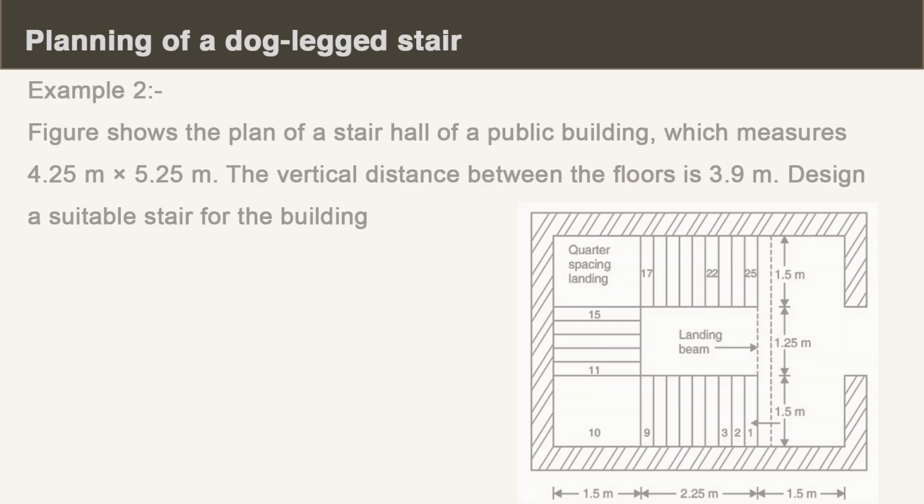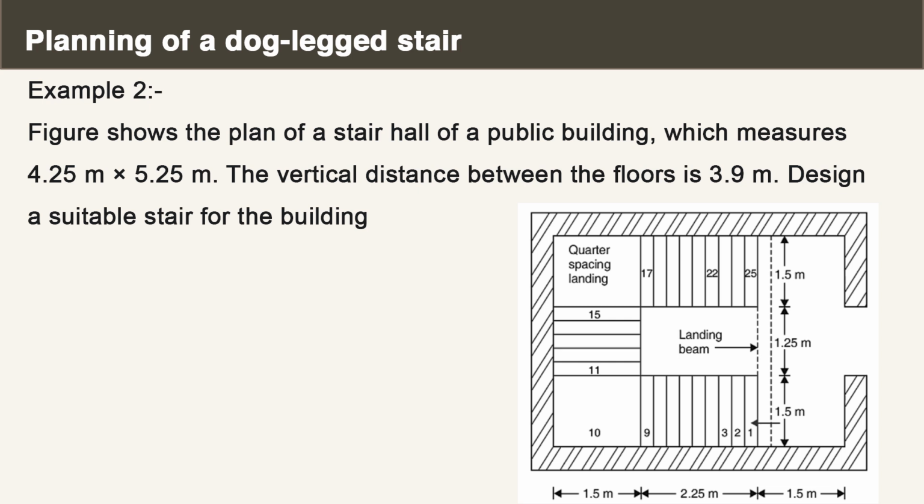Let us walk through another example on the design of a suitable stair for a public building with a stair hall measuring 4.25 meter by 5.25 meter and a vertical distance between the floors of 3.9 meter. So, the problem statement is right here. Figure shows the plan of a stair hall of a public building which measures 4.25 meter by 5.25 meter. The vertical distance between the floors is 3.9 meter. Design a suitable stair for the building.